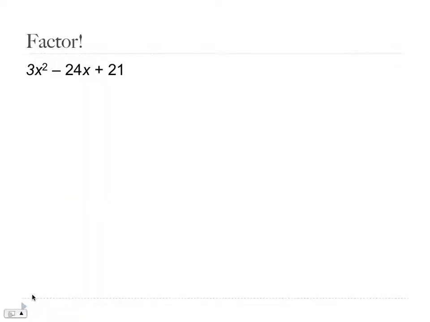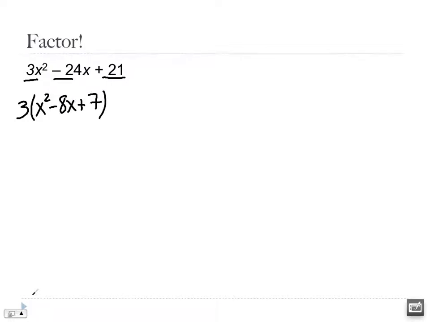Moving on, here's our next example. First thing you want to do is factor out the greatest common factor. Greatest common factor of 3, negative 24, and 21 is 3. That last term does not have an x, so we cannot factor out an x. We're now left with x squared, subtract 8x, add 7.